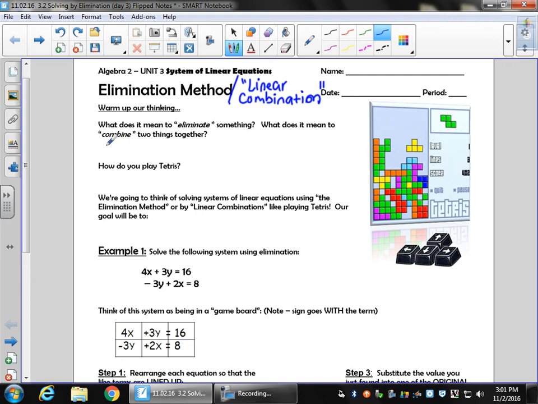To get our thinking started, we're going to look at a couple of warm-up questions. What does it mean to eliminate something? In the real world, if something is eliminated, what does that mean? As you're thinking, I'm hoping either of these two ideas comes to mind. Eliminate means to get rid of, or make something go away.